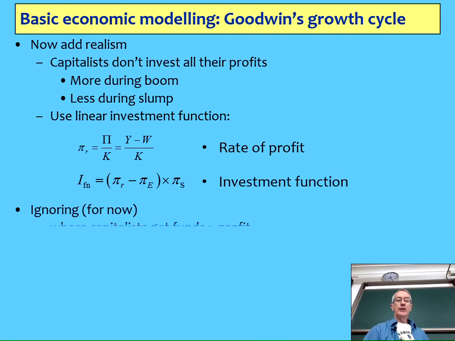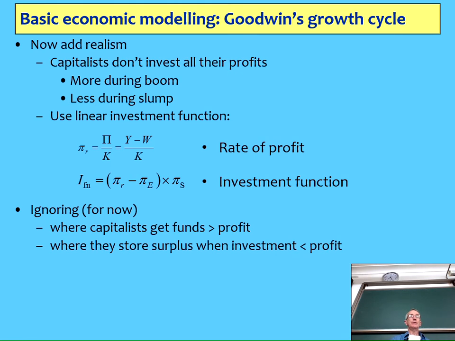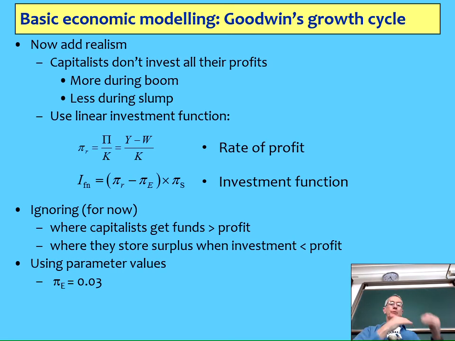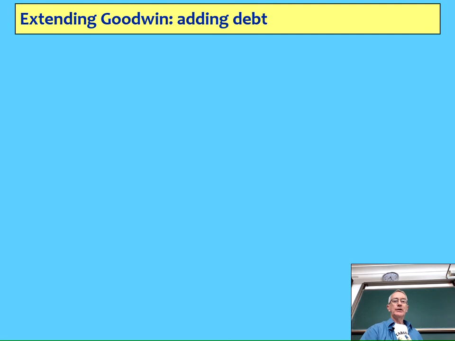And I'm ignoring where they get the funds if their desire to invest is greater than their profit, and what they do if their desire to invest is less than their profit. Just ignoring that right now, but I can bring it in a moment's time. I have an argument that capitalists, if they earn a 3% rate of profit, then they invest 3% of output. So that's the level that is their equilibrium point, if you like. Their slope reaction is 10, so the same value I gave to workers. And let's see what happens.